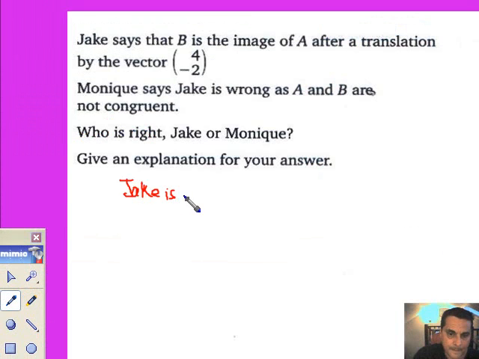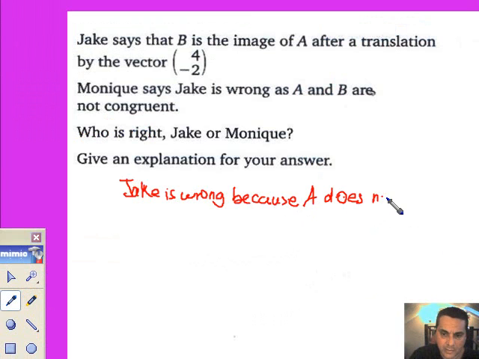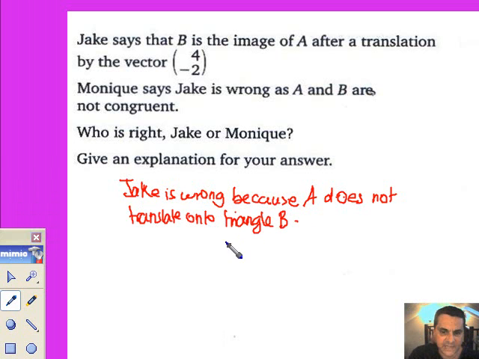straight away because A does not translate onto triangle B. Alright, that's enough said, so Jake is wrong.